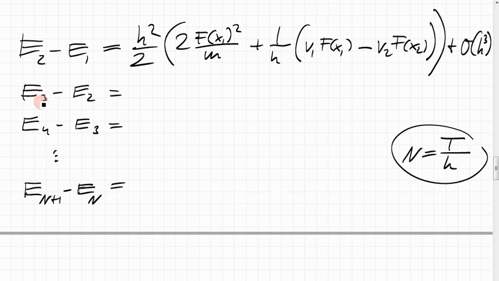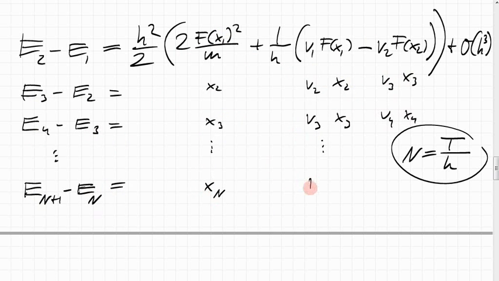So this difference, E3 minus E2, would be pretty similar to what we've computed, but it would have an x2 in there. It would have a v2, x2 in here, v3, x3 in there. Similarly for E4 minus E3, this would be x3, this would be v3, x3, v4, x4, and so on and so on. And the final one would have an xn in here. We would have vn, xn, and vn plus 1, xn plus 1 in there.